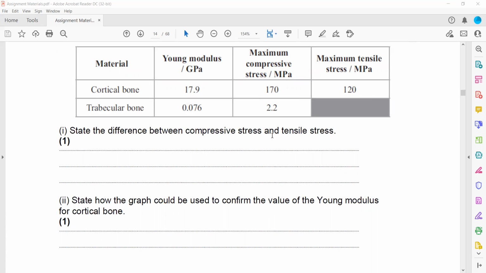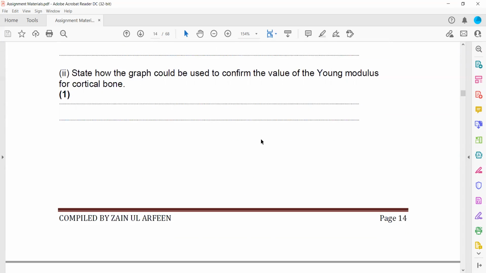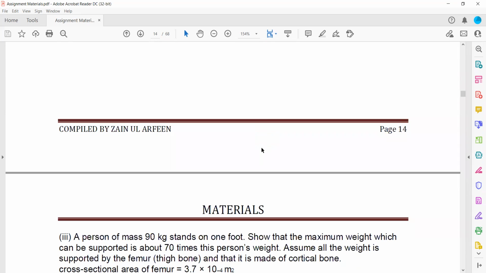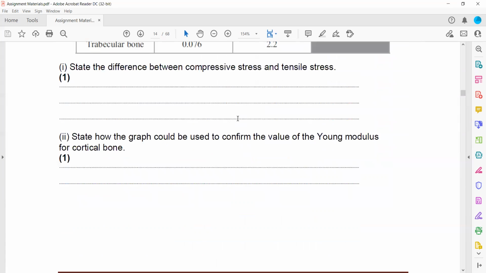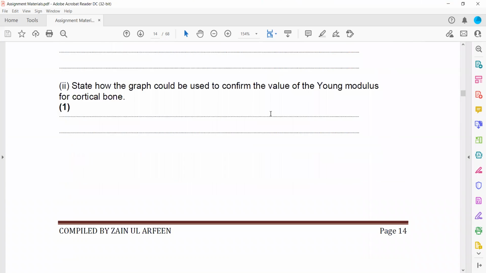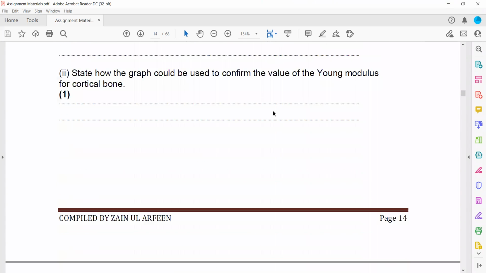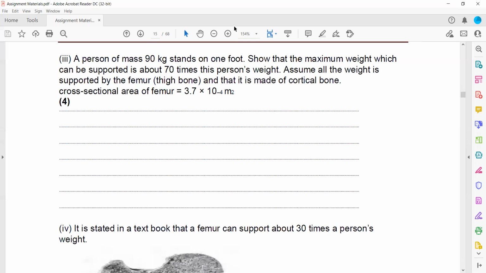So we have the formula, stress is equal to force divided by area. First we will find how much force is needed. Which stress should we take? This will be a compressive stress, because when we are standing straight, our weight is trying to compress the bone. The thigh bones are being compressed when we are standing. So we have to take the compressive stress, and that is given as 170 megapascal.